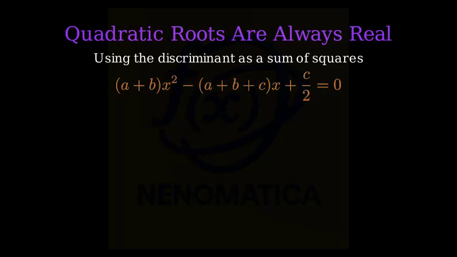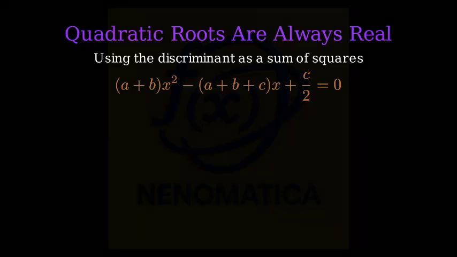In this lesson, we will prove that the roots of the quadratic equation (a + b)x² − (a + b + c)x + c/2 = 0 are always real. We will do this by showing the discriminant is always non-negative. First, we will identify a, b, and c.